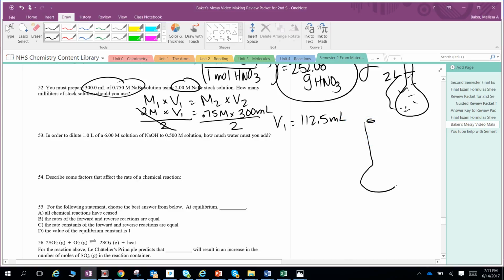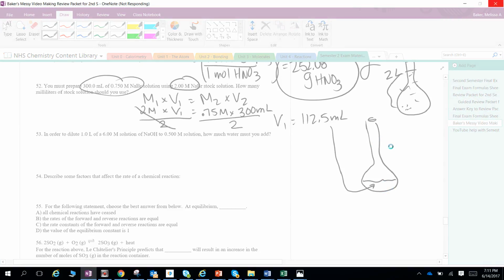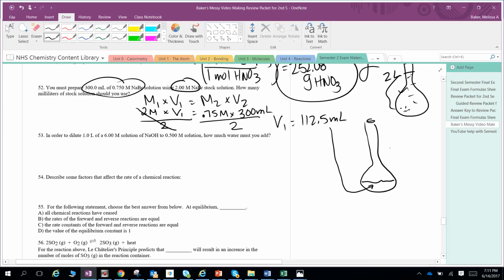So what that means is I'm going to take 112.5 milliliters of the 2 molar solution, and I'm going to add it to a flask that's a 300 milliliter flask. And then I'm going to fill to the line the rest of the way with water, mix this up, and now it's not going to be 2 molar anymore. It's going to be weaker, 0.75 molar solution.